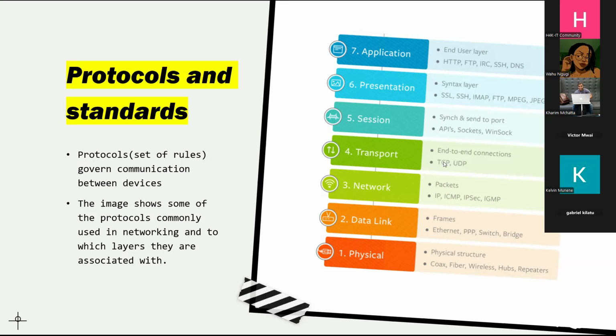Then we have the session layer. Here we have APIs, sockets, and many others. And then the presentation layer, we have SSL, SSH, IMAP, FTP, and MPEG. And then on the application layer, we have HTTP, FTP, IRC, SSH, DNS, and many others.